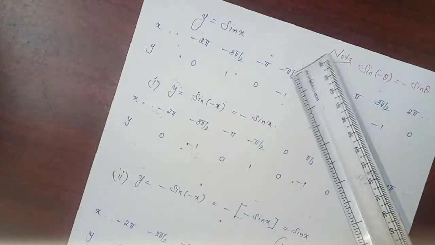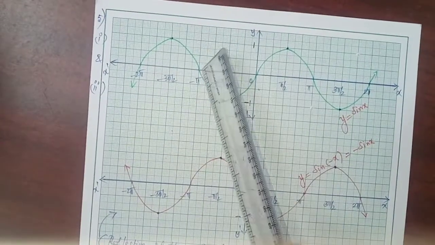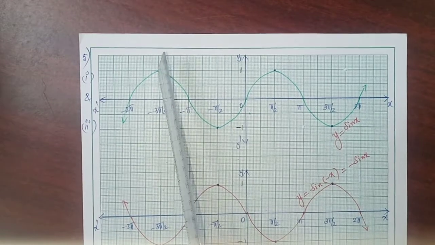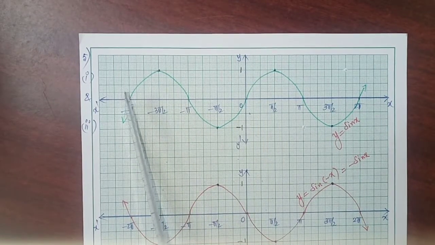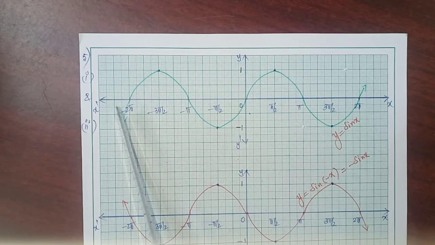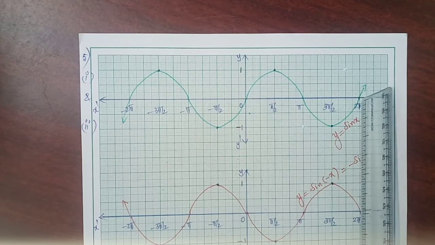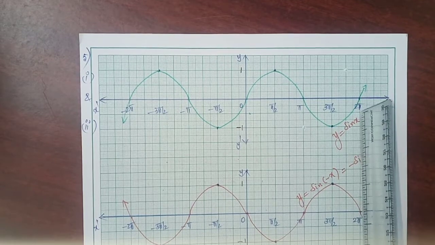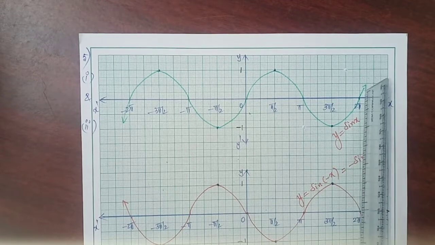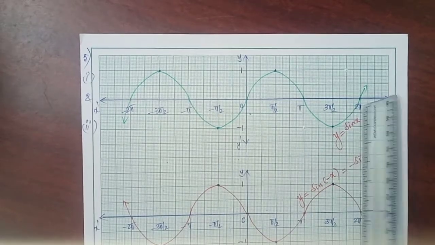Here it is. Minus pi by 2, minus 1. And minus pi, 0. And the next one is minus 3 pi by 2, plus 1. Here it is. And the last one is minus 2 pi, 0 lies on which axis? X-axis. Join all the points, you will be getting a curve. You are not supposed to use a scale for joining the points. Just freehand only. Join everything, you will be getting a curve. This is the sin x curve, y = sin x curve.